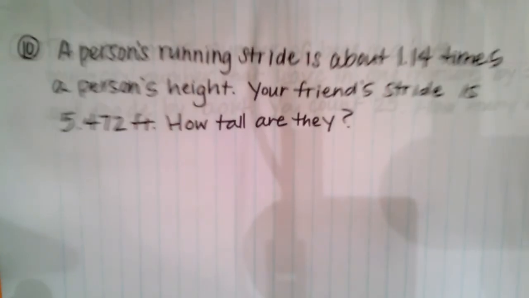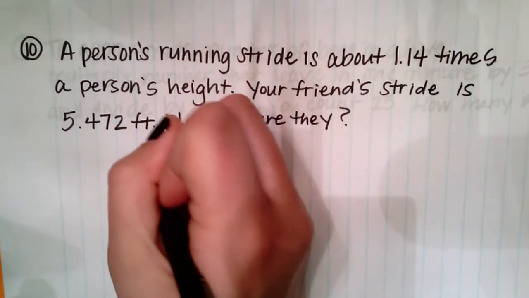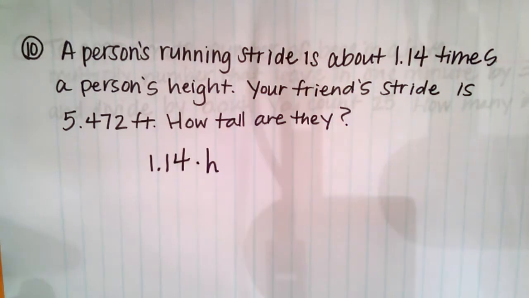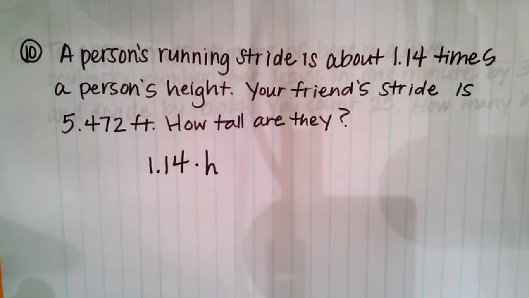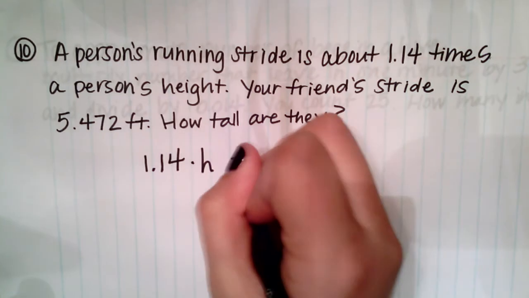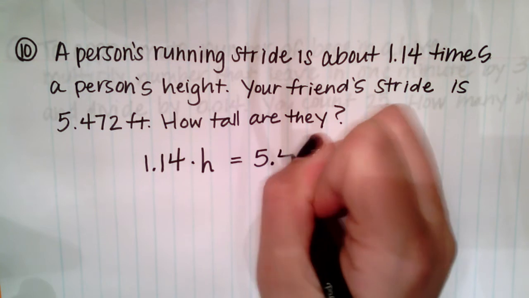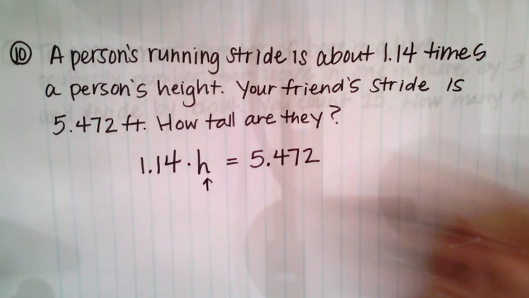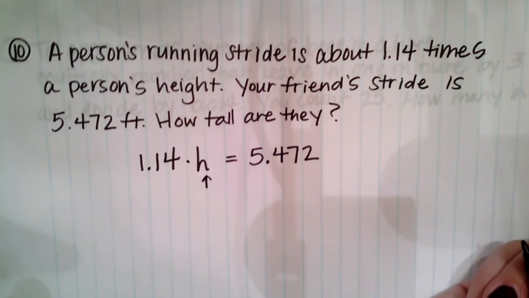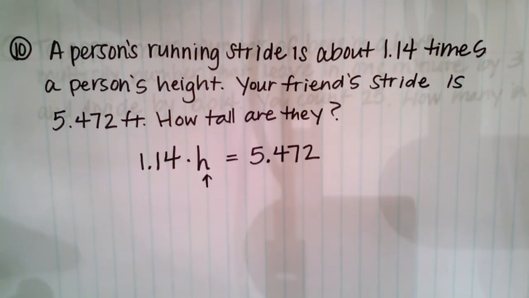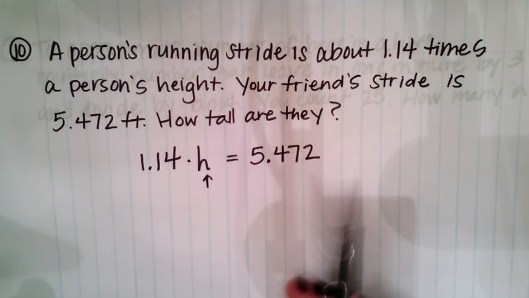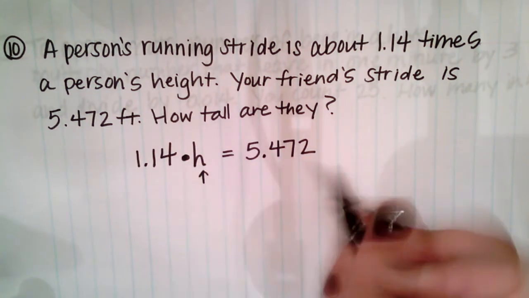Right, a person's running stride is about 1 1400 times their height. Your friend's stride is 5 472 thousandths. What is their height? So I have to find a number times 1 1400 that gives me 5 472 thousandths. So I'm going to divide.